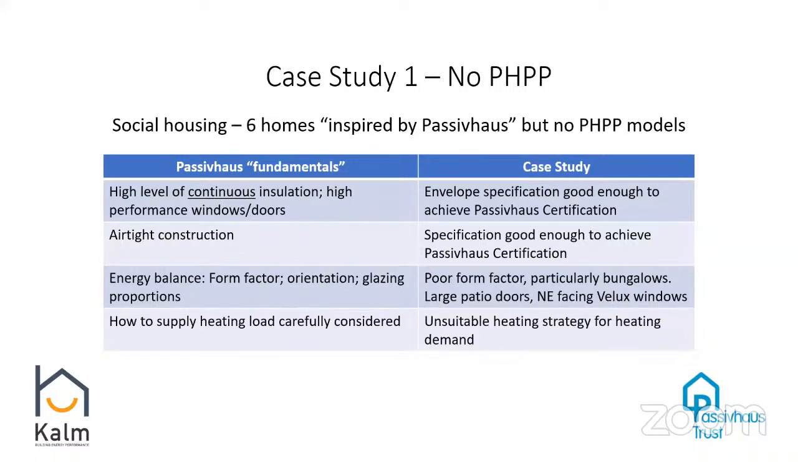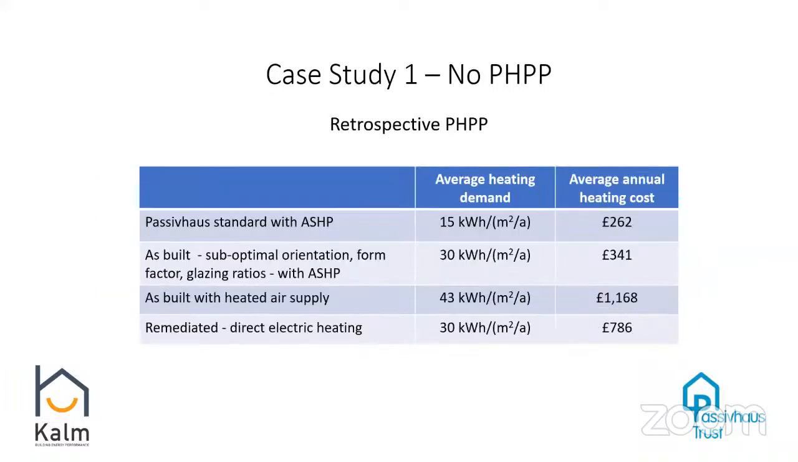The specifications were good enough in terms of insulation, air tightness, windows, doors. The spec was good enough to achieve Passivhaus certification. However, the form factor wasn't good enough, particularly on some of the bungalows. There was too much glazing in the form of large patio doors and some Velux windows. And ultimately, the choice of heating strategy was pretty misguided, because PHPP said no, you shouldn't do it, but they tried to actually use heater batteries in the ductwork to heat the buildings.